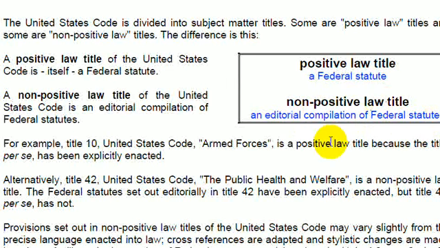Remember, it operates based upon prima facie evidence, and we read the definition of what prima facie evidence is. It's basically evidence that, if not contradicted, supports the claim. Okay? Now, let's look at editorial compilation. Okay?